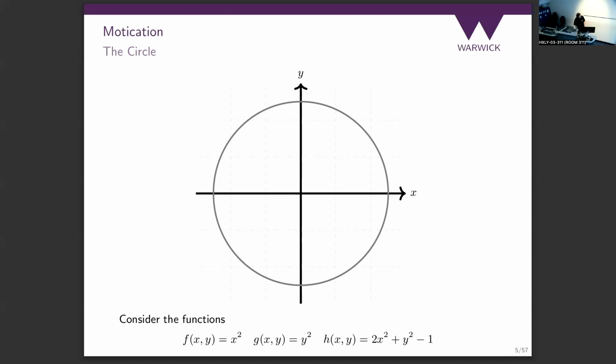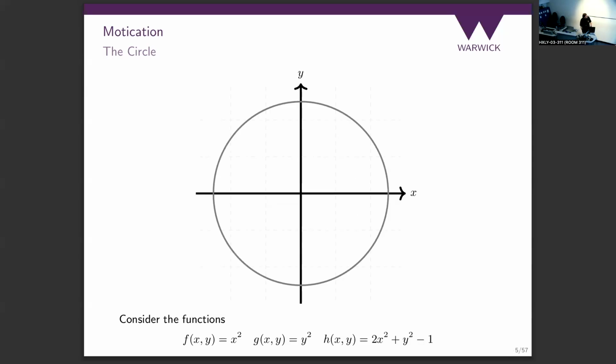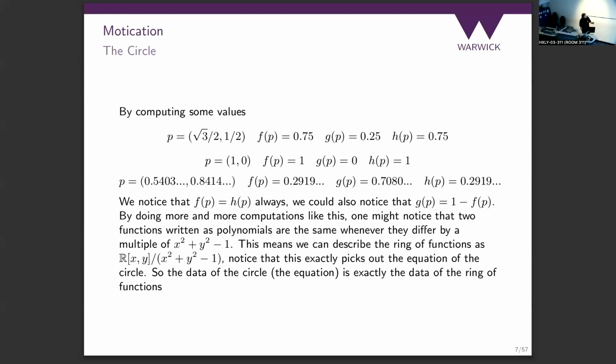Also, maybe a bit harder to see, we can see that if we add f and g together, we always get 1. If you notice this pattern, we take our functions and we see that all functions are going to be the same as long as they differ by a multiple of x squared plus y squared minus 1. This is just a thing we can find by computing functions at the points.